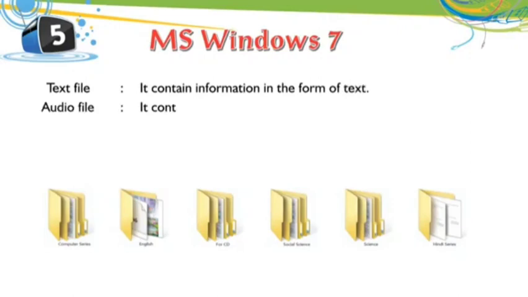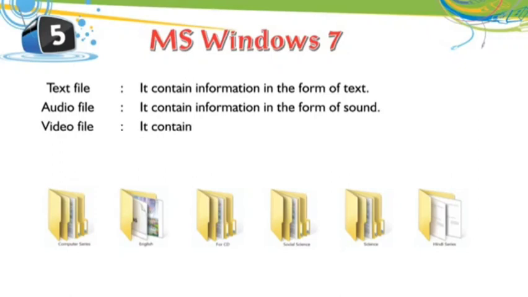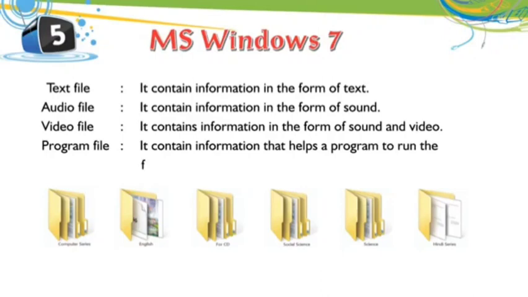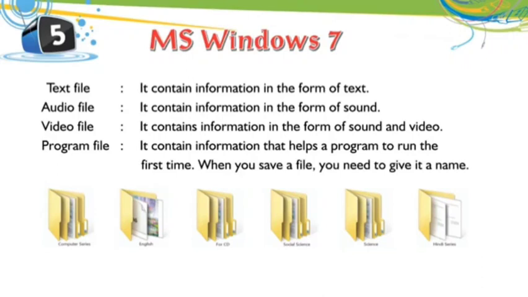Audio file. It contains information in the form of sound. Video file. It contains information in the form of sound and video. Program file. It contains information that helps a program to run the first time. When you save a file, you need to give it a name.